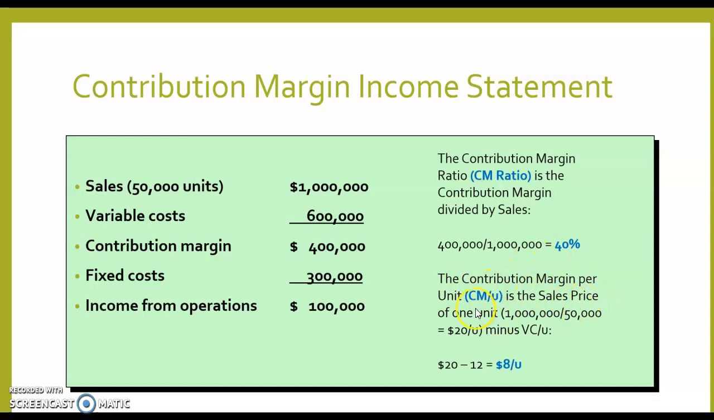The contribution margin per unit is the sales price of 1 unit, which is $20, minus the variable cost for 1 unit, which was $12. And so that is $8 per unit. The other thing I could have done is taken the total contribution margin, 400,000, divided by how many units, 50,000 units. That would also give me $8 per unit.